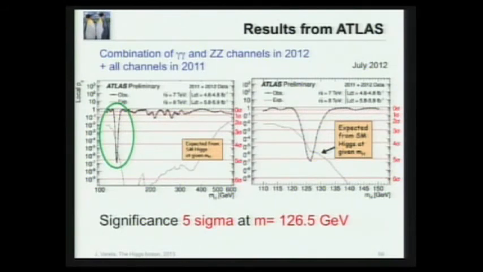Now, all the results I've presented are from my experiment, CMS. I told you that there is another experiment that does essentially the same, and this is ATLAS. I show here the p-values, and they see the same pattern, the same peak, the same very low probability at the same mass around 125. They see it at 126, a little bit higher than us, but still compatible within the errors.